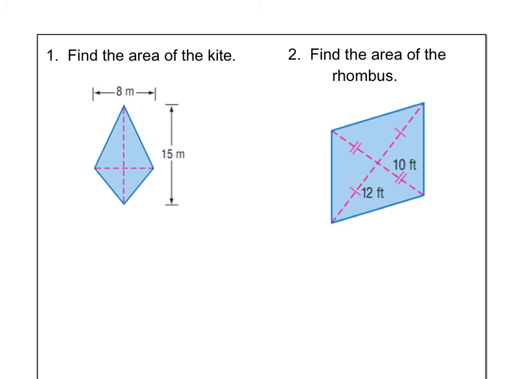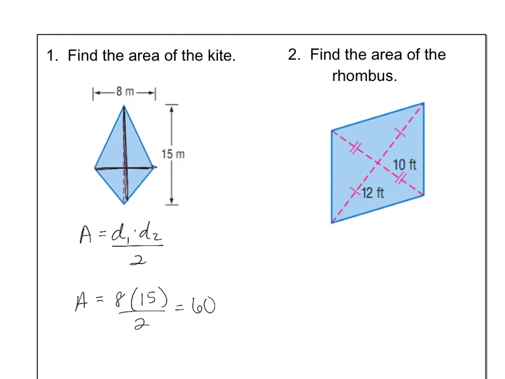Number 1, find the area of the kite. Well, you can see the 8 is the same as this diagonal, and the 15 is the same as this diagonal. So we have our 2 diagonals. Our formula is diagonal 1 times diagonal 2 divide by 2. So we have everything we need. It's 8 times 15 divide by 2. If you type that in your calculator, I believe it is 60, and it would be meters squared.